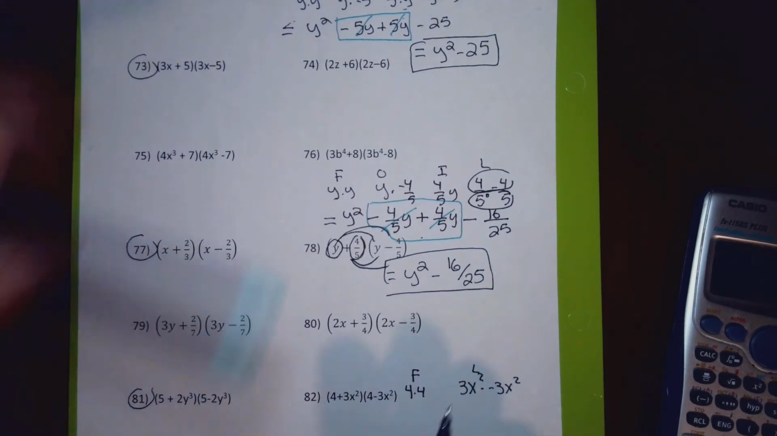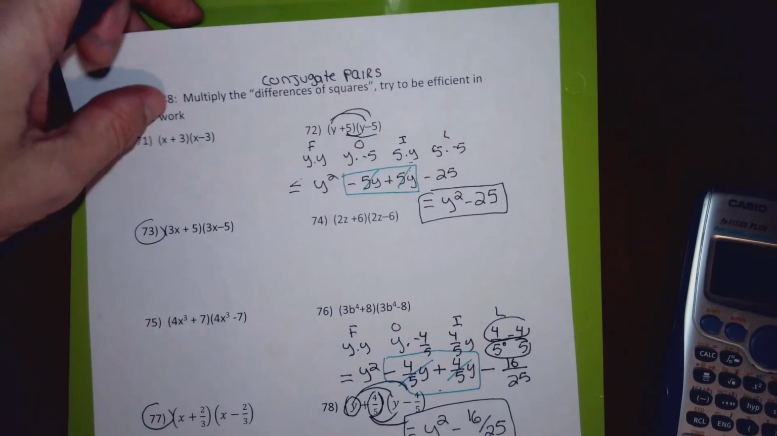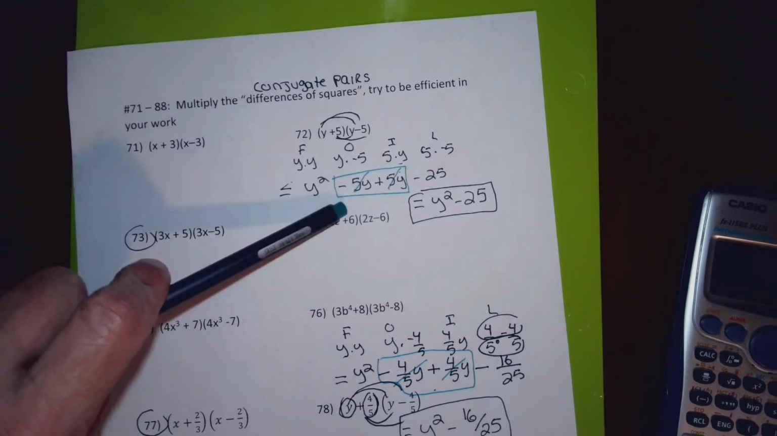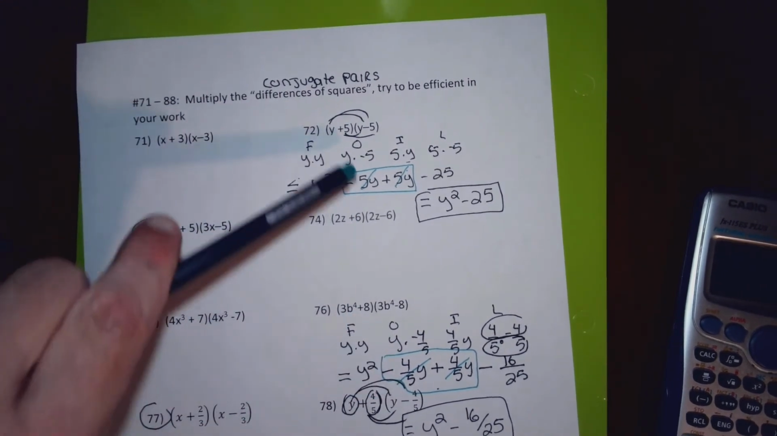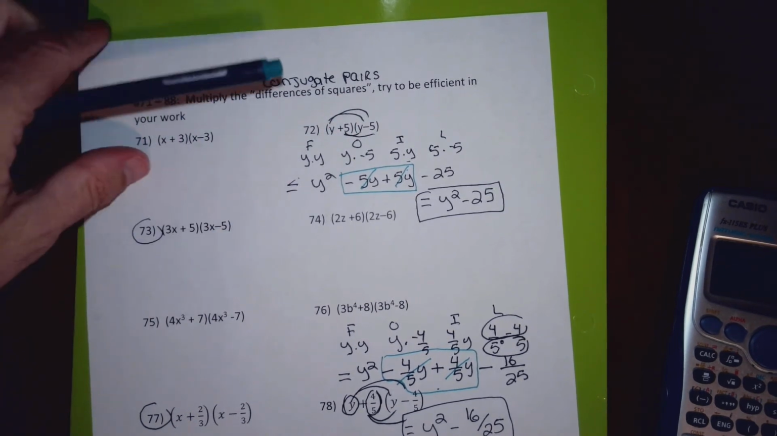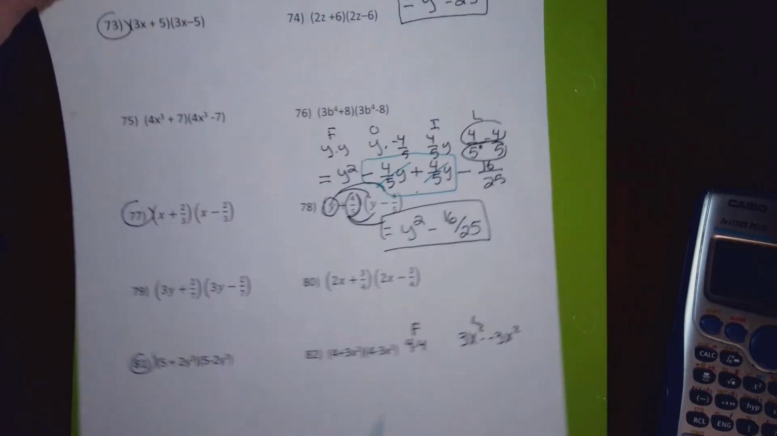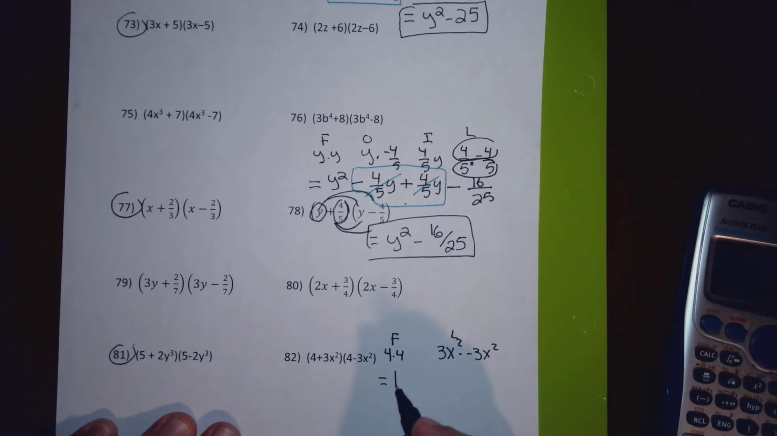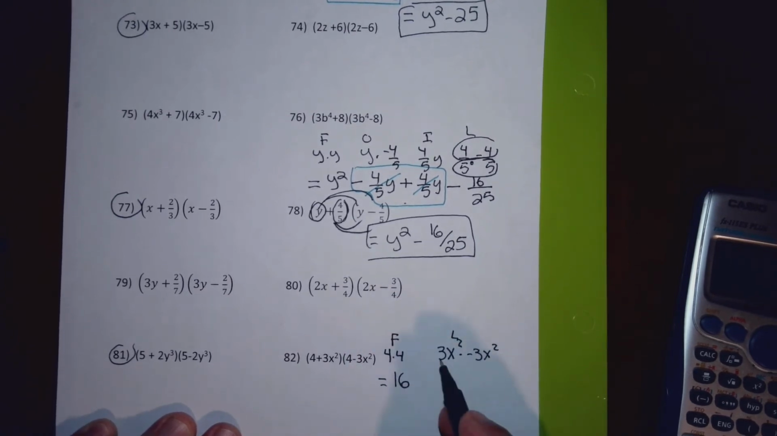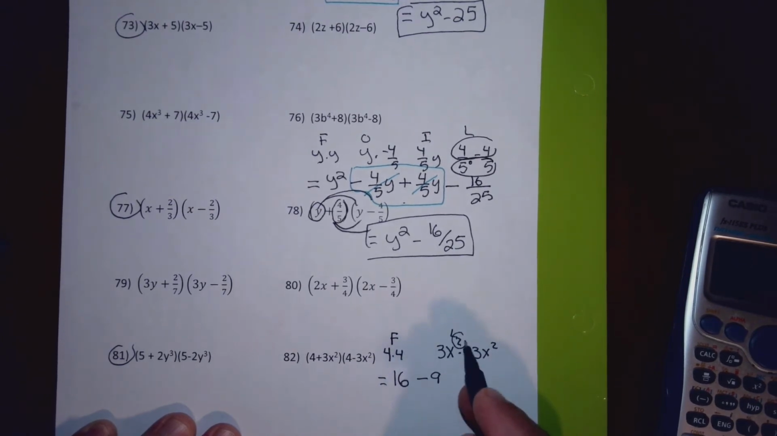So to be efficient in my work, I'm not going to do this, it's inefficient. If I know these are going to cancel, why do them? So if I identify something as a conjugate pair or equivalently difference of squares, you can be efficient and just do the firsts and the lasts. In problem 82, the first would give me 16. For the lasts, I multiply 3 times negative 3 and get negative 9. I add the exponents on the x's and get x to the 4th.